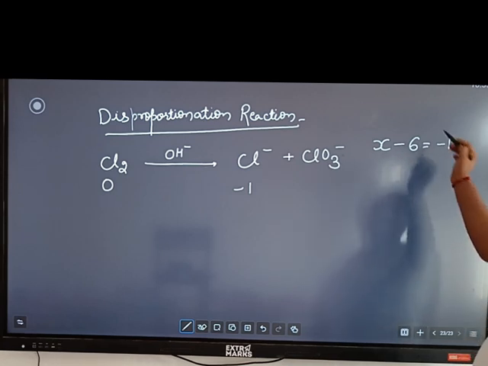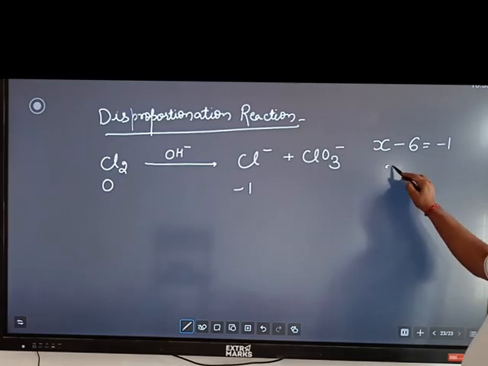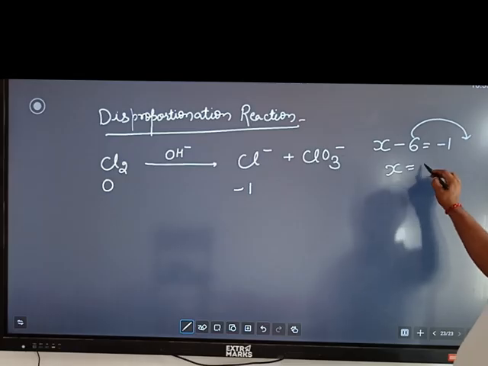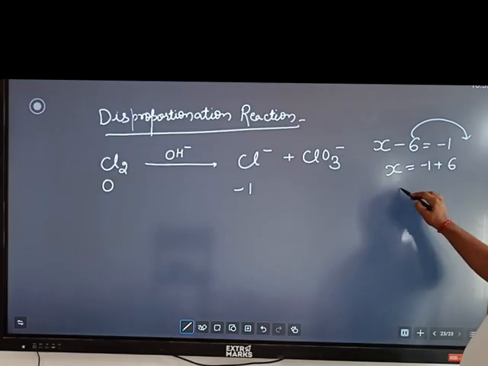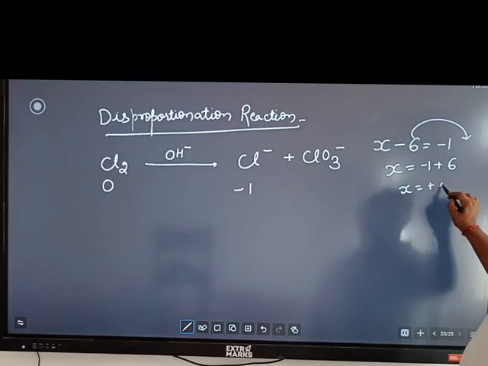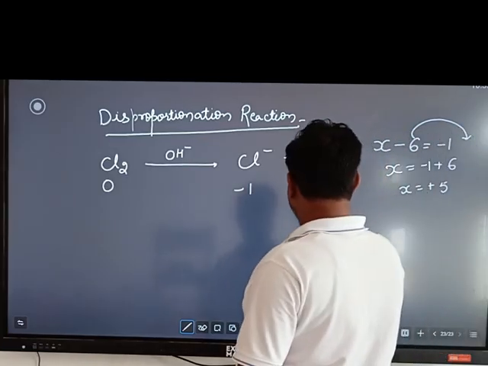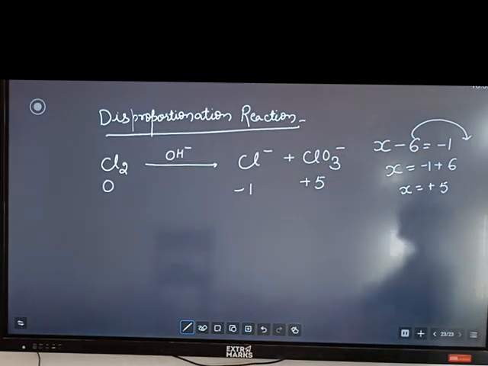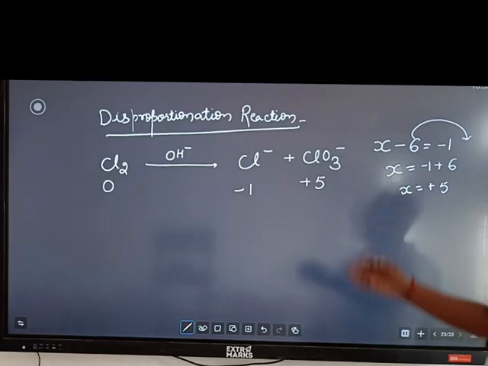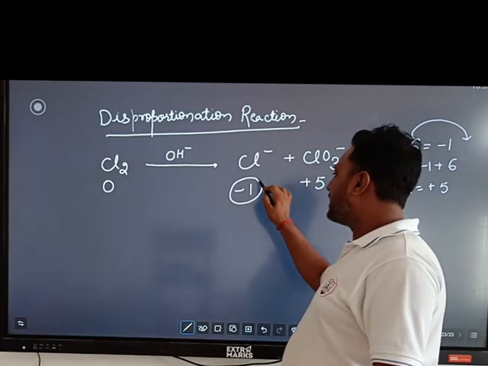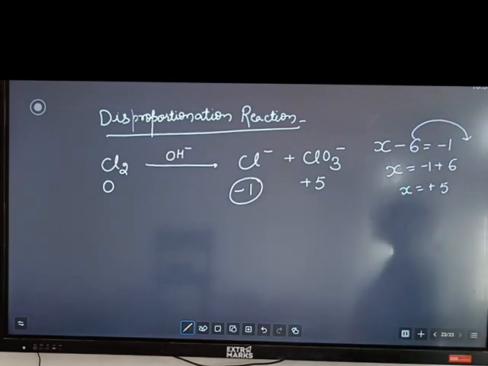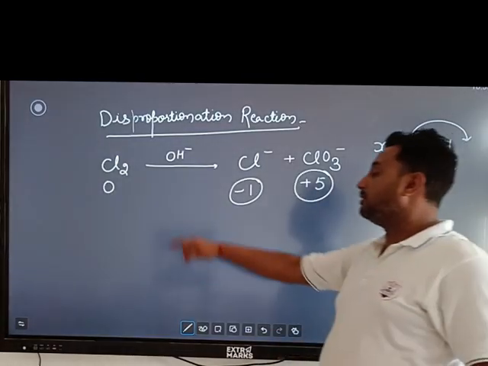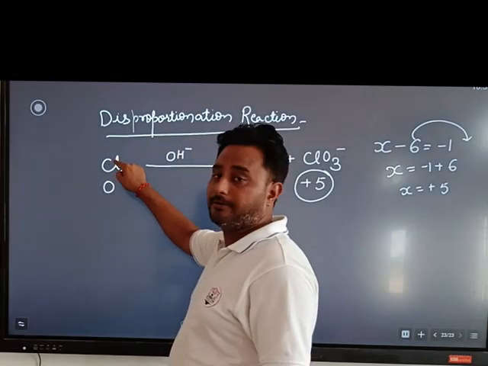In this way we will get X - 6 = -1. So this 6 will be transferred to this side and becomes +6. So X = -1 + 6, and this X will be equal to +5. Means in Cl2 molecule chlorine has oxidation number of 0, but when it reacts with the concentrated alkali, then it will form chloride ion in which the oxidation number is -1, and it forms chlorate ion in which oxidation number of chlorine is +5.